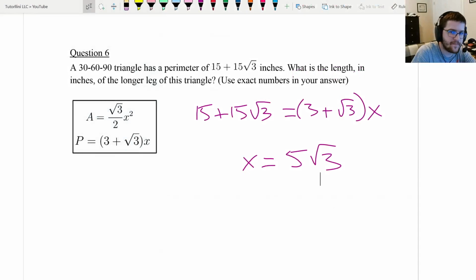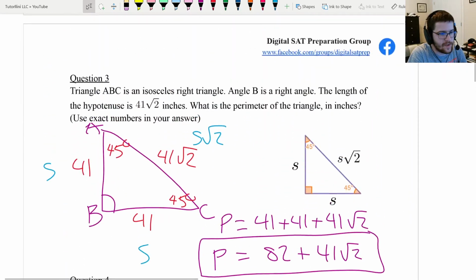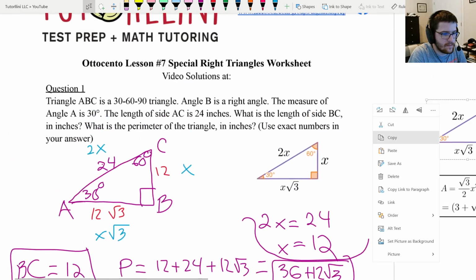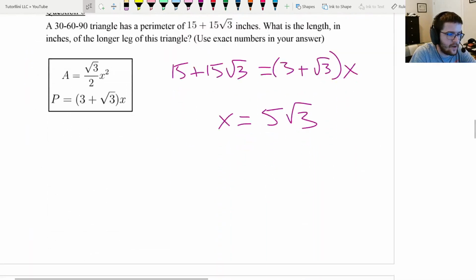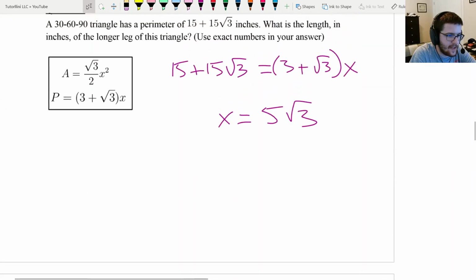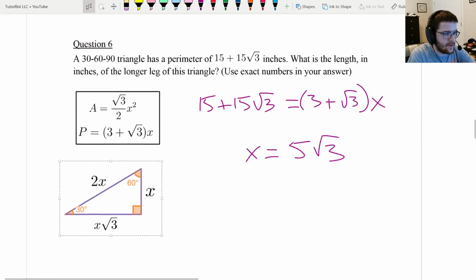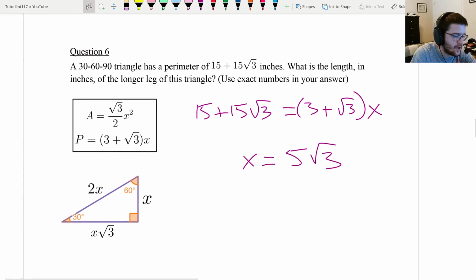Let's come back over here. And we're going to find the length of the longer leg. So the legs, let's pull up the picture just for the sake of clarity here. So the legs are x. One of the legs is x, and then the other leg is x root 3. So side lengths in a triangle are proportional to the angles across from them. So the shorter leg is x, and the longer leg is x root 3 because it's across from a bigger angle.